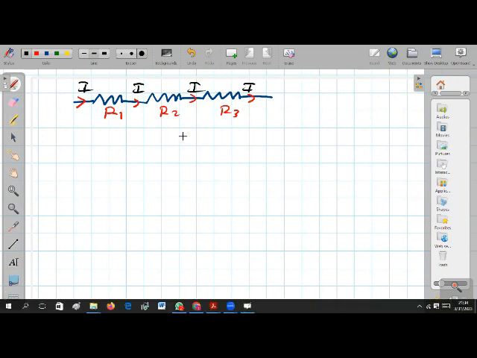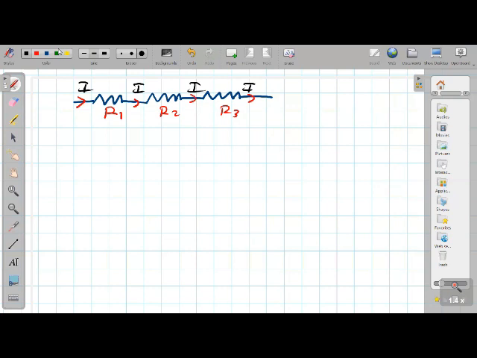Now we know one thing: the voltage divides according to the magnitude of the resistance, because why? According to V equals IR, as the R component increases, the voltage also increases. So the voltage divides according to the magnitude of the resistance. So we can take it as V1, V2 and V3 across.